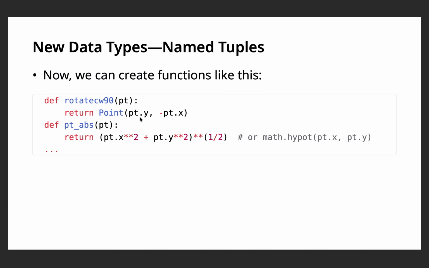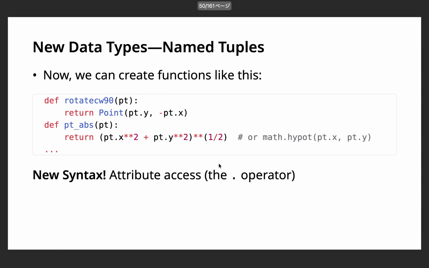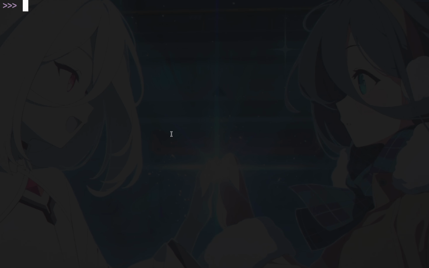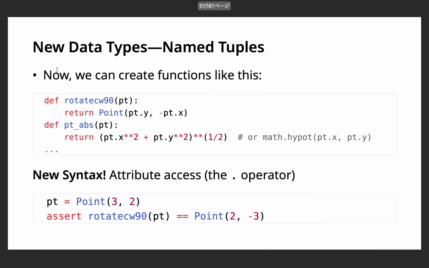For the absolute value function, you can have this expression over here. Okay, so if you notice here, the way to access the attributes of a point is by using a dot, then the name of the attribute. So if we have our point from a while ago, and we do point.x or point.y, that will give us the corresponding values of those attributes. Okay? So if you use those functions, just like how you would use any other function, you will get these results that you expect.